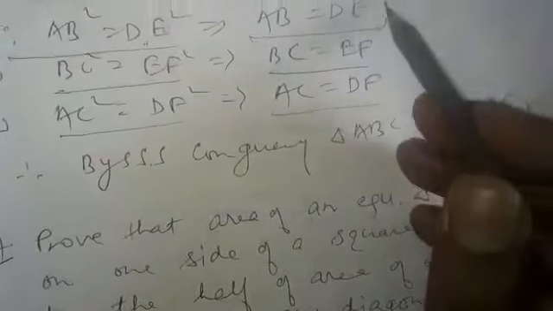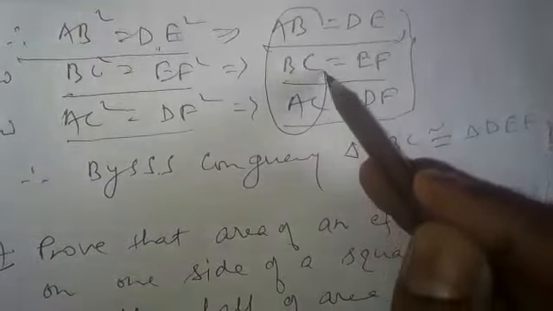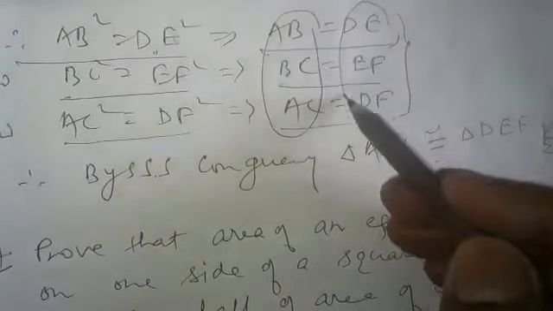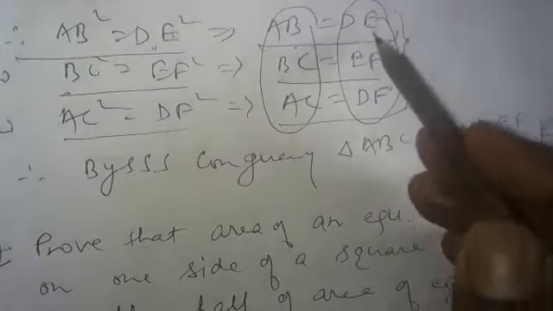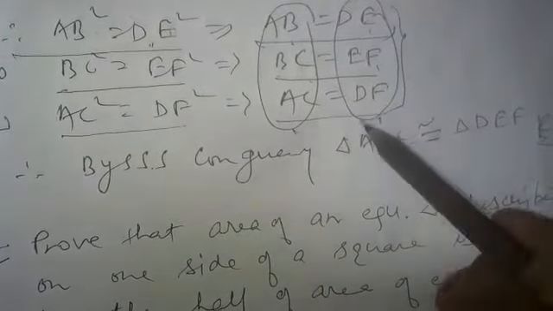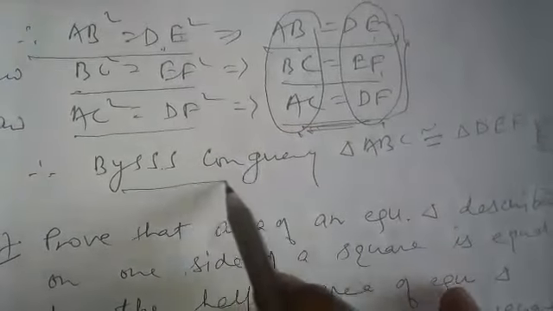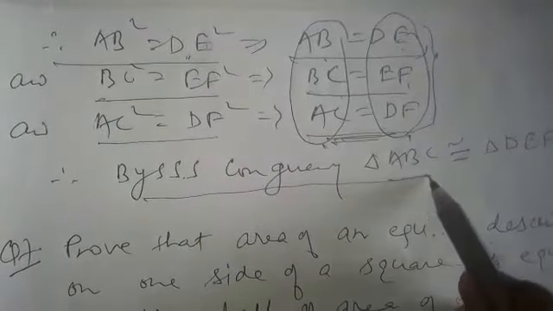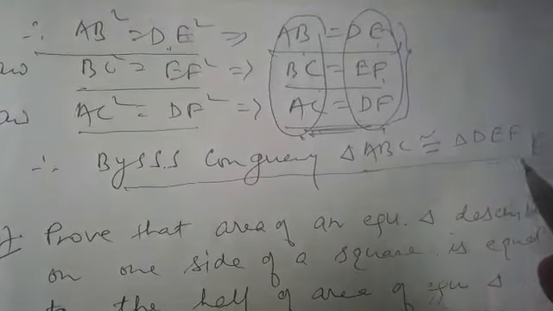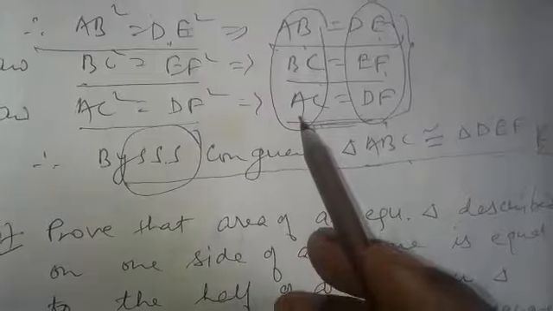Now, what do we observe? That the three sides of one triangle ABC are equal to the three sides of another triangle DEF. AB is equal to DE, BC is equal to EF, and AC is equal to DF. Thus, it is satisfying the side-side-side congruency of triangles. So, we can say that triangle ABC and triangle DEF are congruent to each other using SSS congruency.